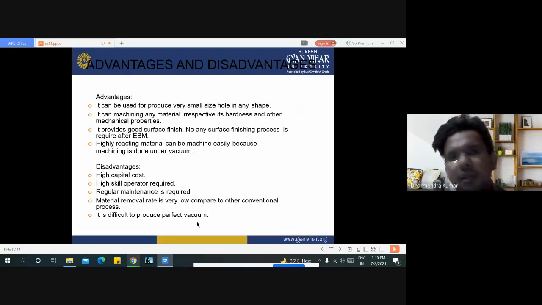Here are some disadvantages of the electron beam machining process: high capital cost, a highly skilled operator is required, regular maintenance is required, the material removal rate is very slow compared to other conventional processes, and it is difficult to produce a perfect vacuum. These are some disadvantages of the electron beam machining process.